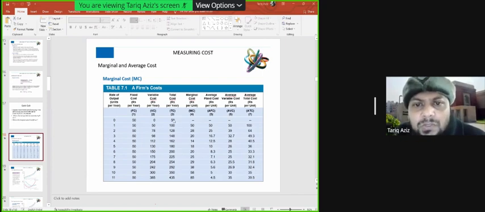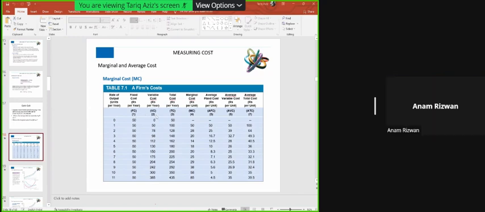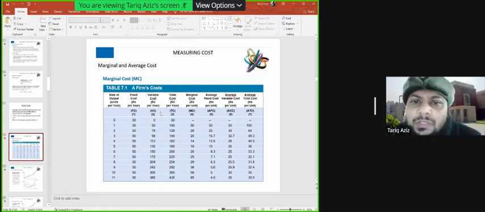Then we have total cost, which is the sum of column 2, fixed cost, and column 3, variable cost. If you sum these two figures, the fourth column has been generated.